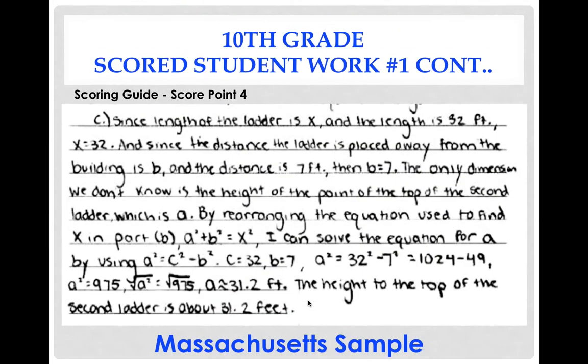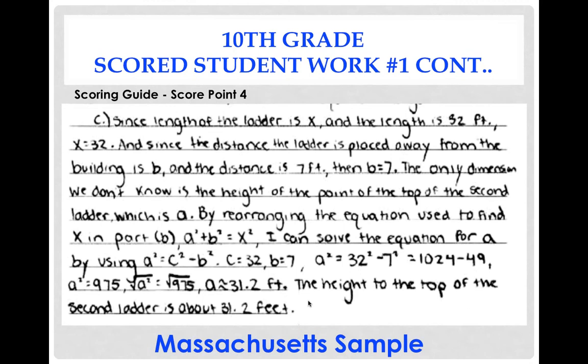And then let's look at their last part, part C, which talks about a second ladder that is 32 feet in length that will be leaned against the same building. The bottom of the second ladder will be placed 7 feet from the base, and they had to find out what the height was. And the student says, since the length of the ladder is x and the height is 32 feet, x equals 32, and since the distance the ladder is placed away from the building is b, and the distance is 7 feet, then b equals 7.